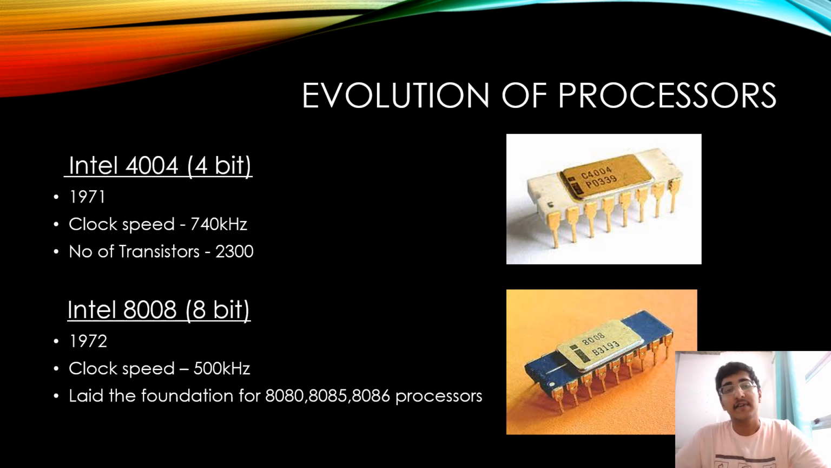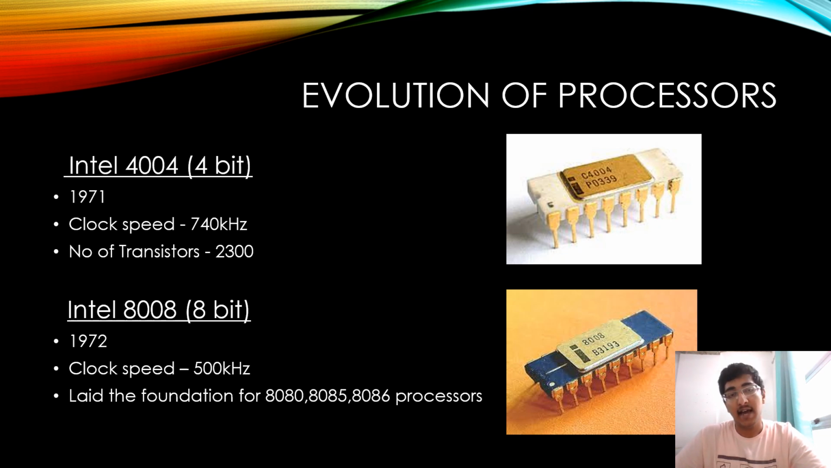So the very first one I've taken is the Intel 4004. Now, this was the very first processor that was made by Intel. It was 4-bit and was developed in 1971 with a clock speed of 740 kilohertz. Now, what clock speed means is it's basically the number of clock cycles that it can run per second. Basically, it is the speed. And the number of transistors that it had was 2300. You can see the image on the right hand side.